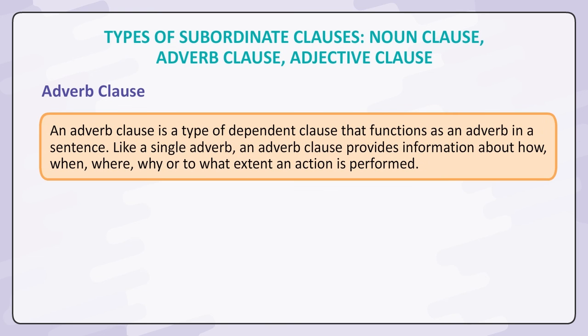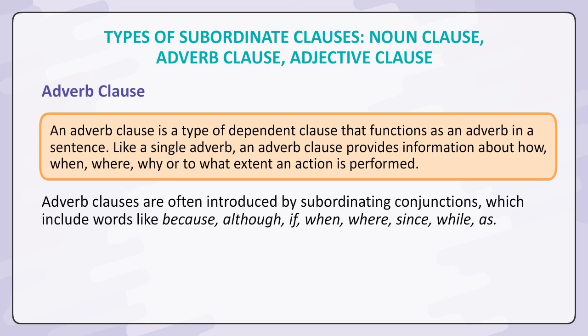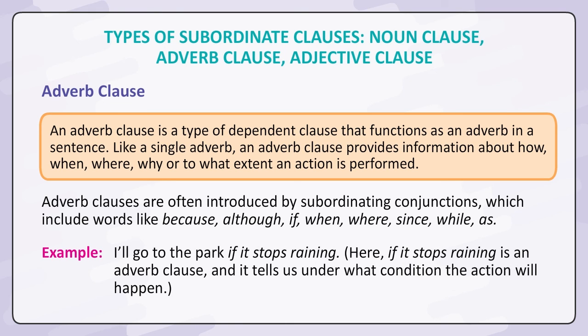Adverb clause. An adverb clause is a type of dependent clause that functions as an adverb in a sentence. Like a single adverb, an adverb clause provides information about how, when, where, why, or to what extent an action is performed. Adverb clauses are often introduced by subordinating conjunctions, which include words like because, although, if, when, where, since, while, as. Example: I'll go to the park if it stops raining. Here, if it stops raining is an adverb clause and it tells us under what condition the action will happen.